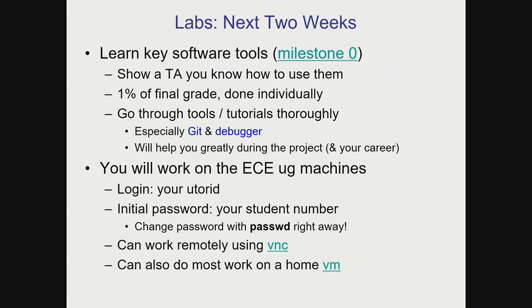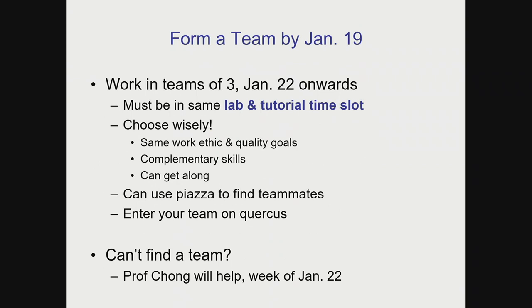You're going to work on the ECE UG machines. Details are in the syllabus, but basically there are 4 rooms. You log in with your UTOR ID and your student number as the password, and you change that password right away. We've also posted on the course website 2 ways that you can work remotely if you don't want to go to the lab all the time. During lab hours, go there. Your TA expects to meet with you, but you don't have to do all your work there. Okay, 2 weeks you're working individually, you're just learning the tools.